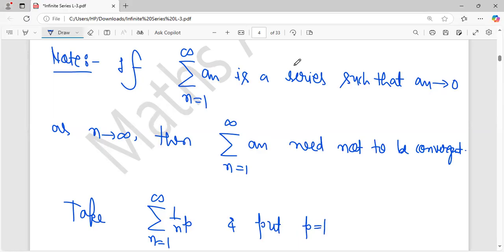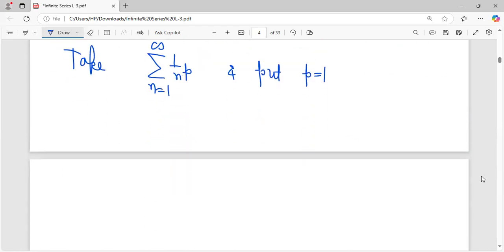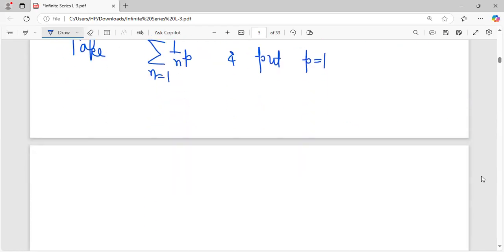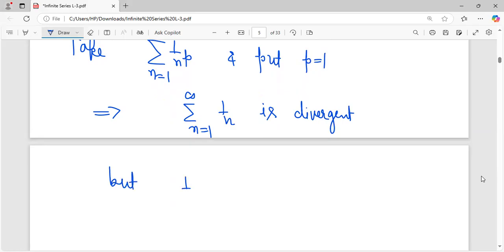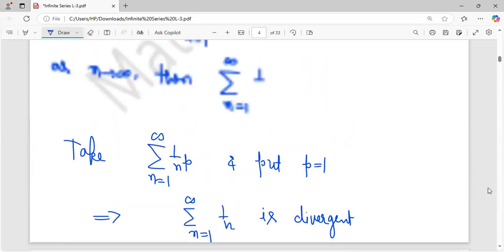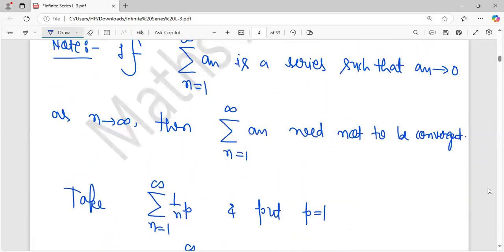So this series is divergent, but 1 upon n, the nth term, tends to 0. So if the nth term tends to 0, it does not mean that the series will be convergent. It can be divergent also. But if a series is convergent, then the nth term always tends to 0. But if the nth term tends to 0, it does not mean that the series will be convergent.